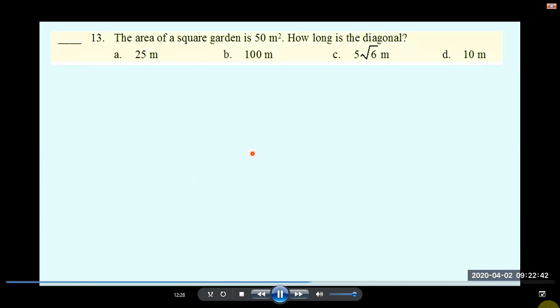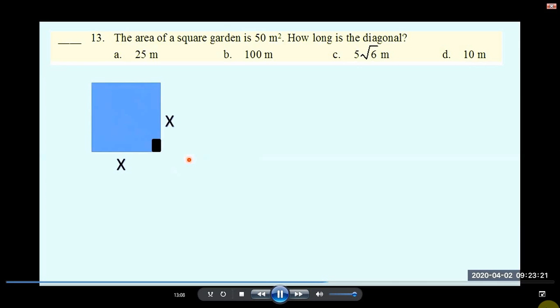Concentrate. The area of a square garden is 50 meters square. How long is the diagonal? Solve. Area of a square, then if this is 10 square... 10. Excellent. Who said 10? Me, Mr. Ali. Thank you, Ali.